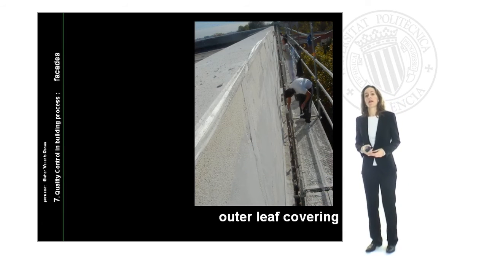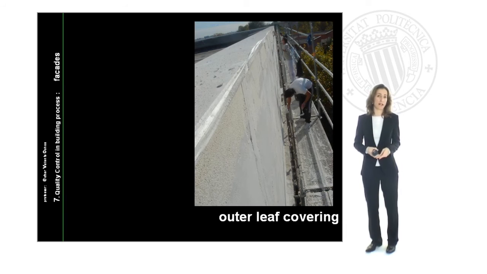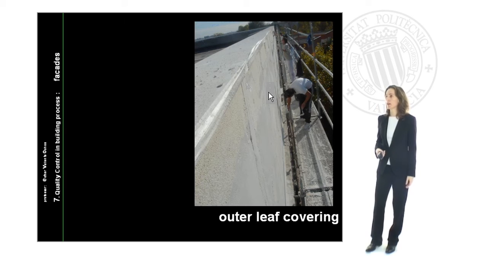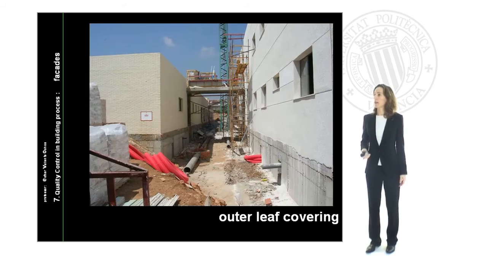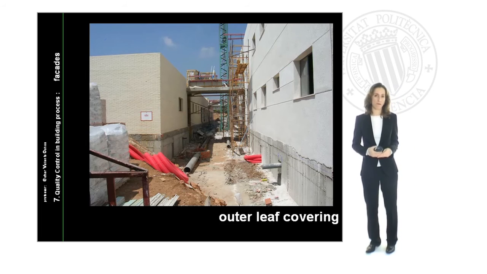The covering of our outer leaf has to be of materials with different characteristics. Depending on the specification of our project, we will use different ones. In this case, that's a surface with mortar just ready to be in the external area. In this case, we can see how we can mix one building with ceramic bricks as facade and another building with ceramic bricks just to be covered by a special mortar.